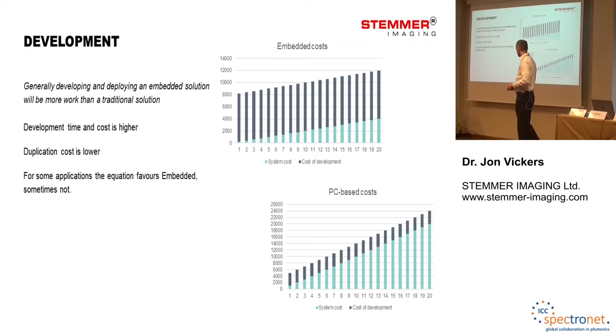Compare it to PCs. These are completely made-up numbers. Don't quote me on the numbers. So here, relatively lower development time and costs, but your cost per system is higher. So your cost to make more duplicates, to make another identical system, is higher. So this means your gradient is higher here and a lower gradient there. And somewhere these two are going to cross over. The numbers I've made, they cross over at about 5 systems.